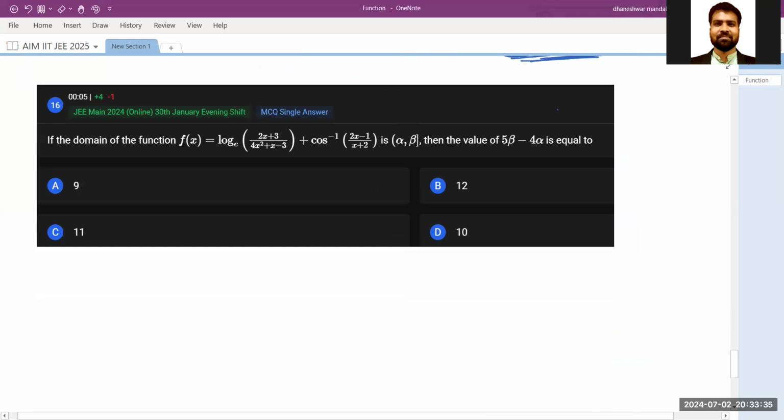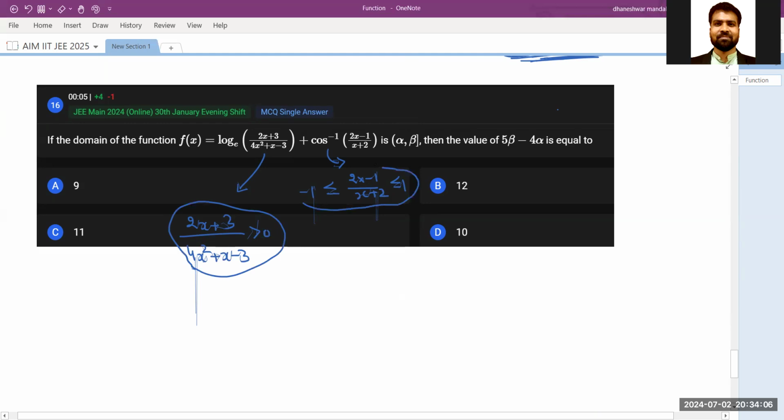Okay. See, again, here we have cos inverse term. It means 2x minus 1 by x plus 2 must lie between -1 to 1. And for this condition, this is the log base x. It means this whole expression is greater than 0. Can I solve this type of condition by using the Wavy curve method?